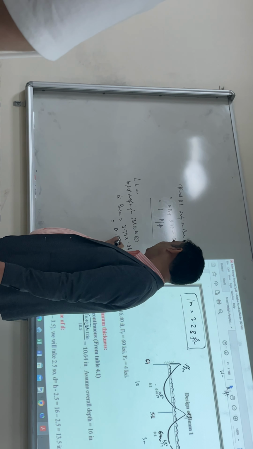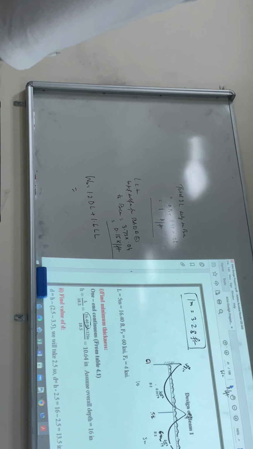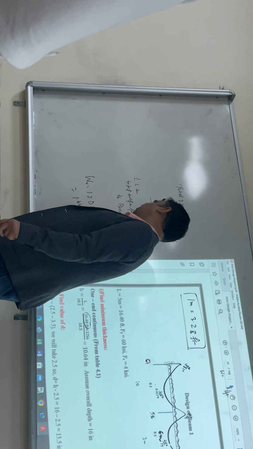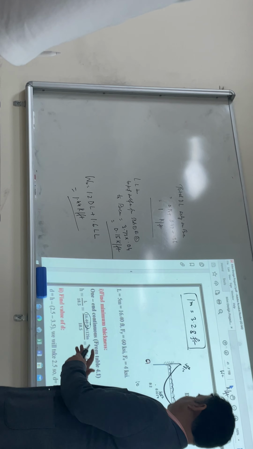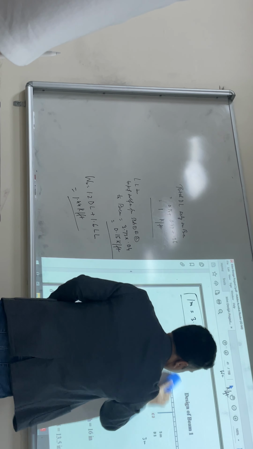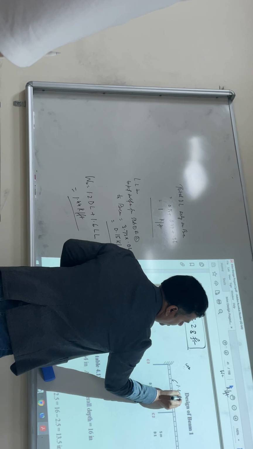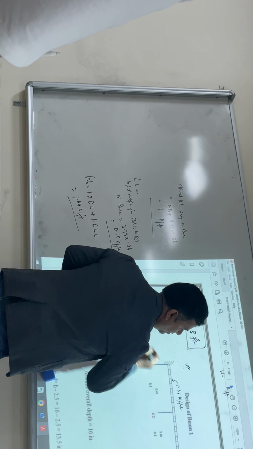Then what is WU? WU is equal to 1.2 dead load plus 1.6 live load. Just calculate. Now WU is done, then the design moment, then the beam design. 1.44 kilo per feet. So this means your beam is like this, and this is acting 1.44 kilo per feet.